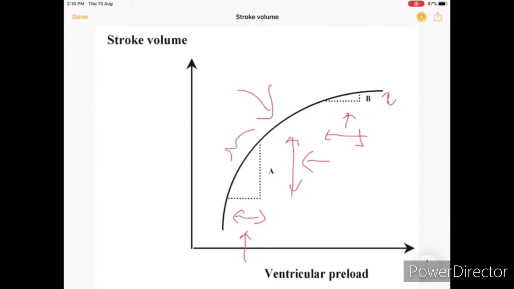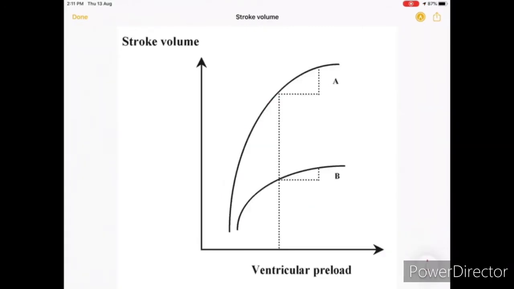So these persons that lie in the more vertical portion are said to be responders, whereas these persons who lie in the flatter part of the curve, they are said to be non-responders.